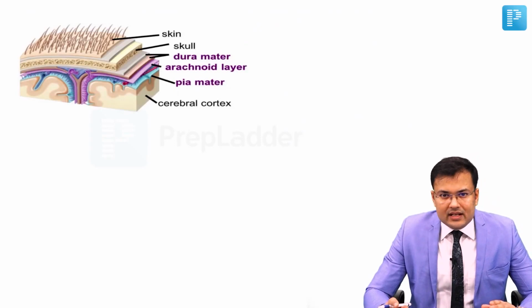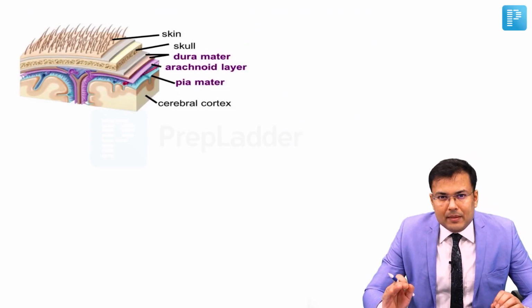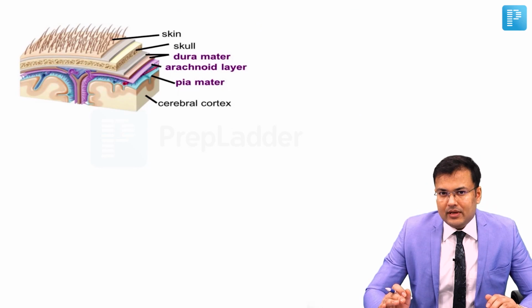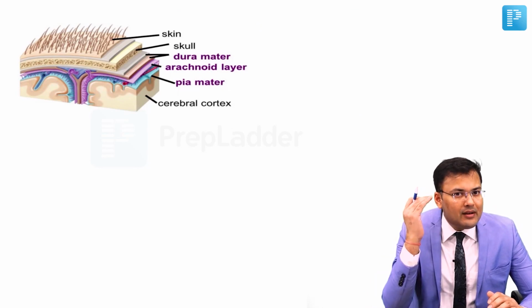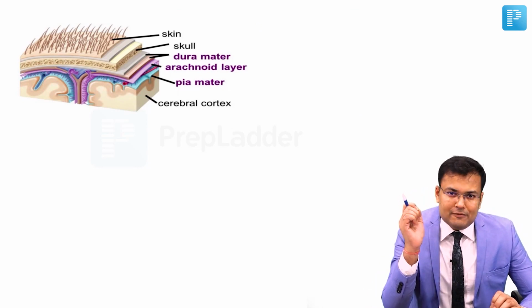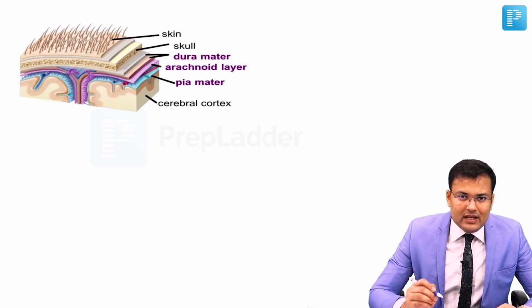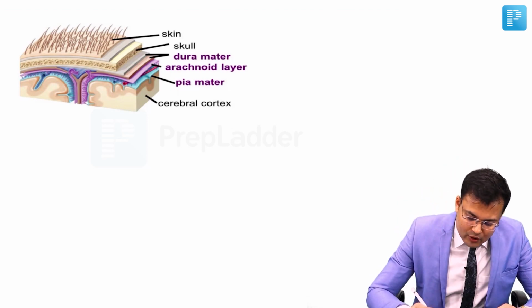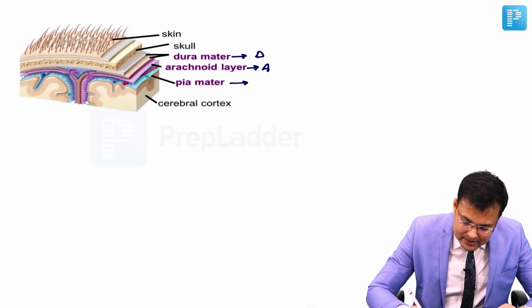Before discussing EDH and SDH, I want to tell you some important points related to anatomy. See first the coverings of the brain, meaning the layers of meninges. If you see the layers of meninges, the outermost is dura, then there is arachnoid, and then there is pia.